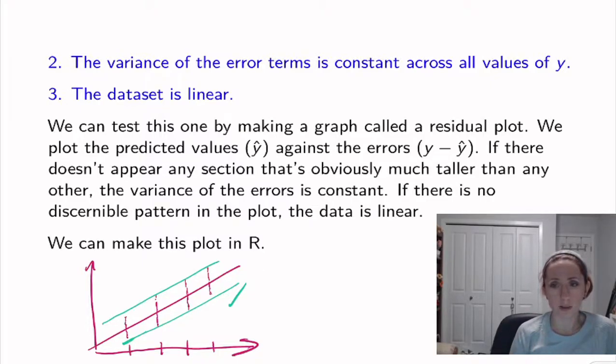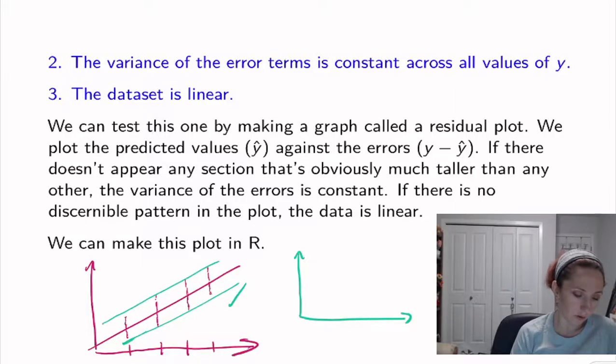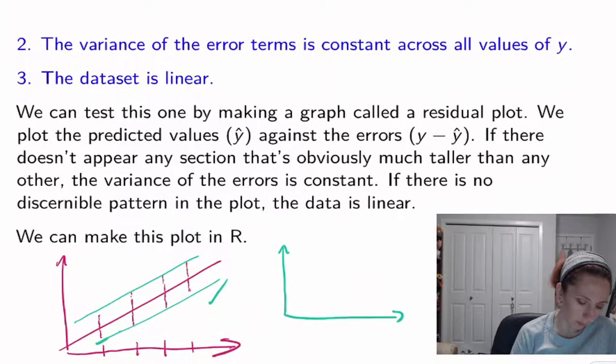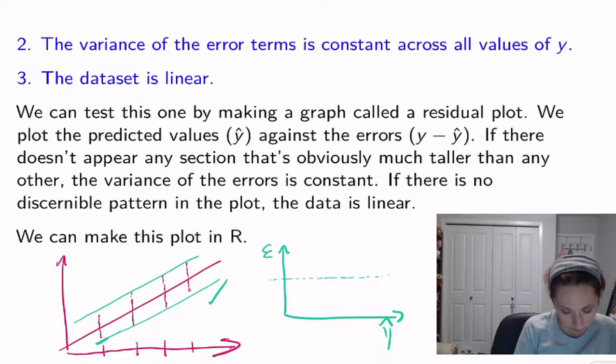Now, the way we do this is by making a graph called a residual plot. What our residual plot is going to do is take the predicted values and put them on our x-axis, and we are going to plot our error terms here on our y-axis. You can imagine that we would have some sort of imaginary line here around 0, because our errors sum to 0 or average out to 0, so we should have an equal amount above and below the line like that.